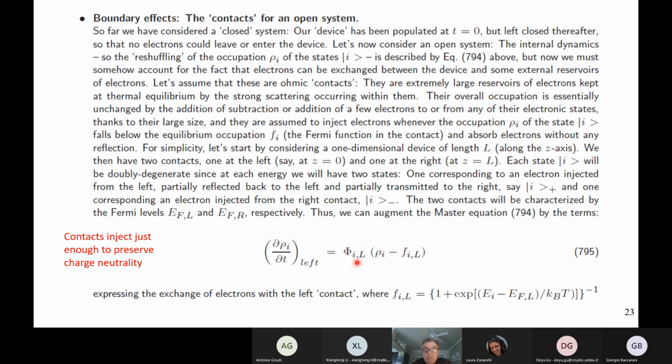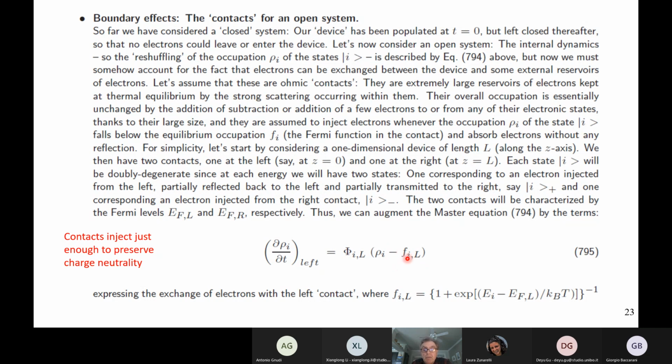So here we have a term which represents a flux of electrons which are coming in or getting out. A contact, the left contact, for example, our source. This term will be positive, so electrons will be injected into our system. Well, extracted or injected, depending on which sign I have, in a way which is linearly proportional to the deviations of the occupation from thermal equilibrium.